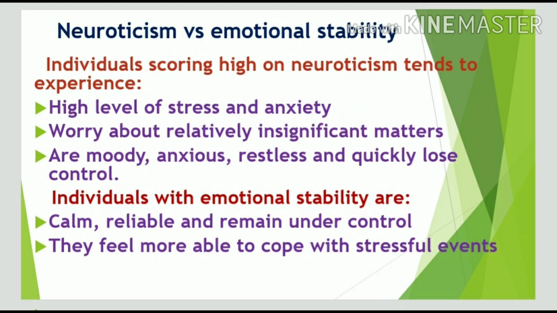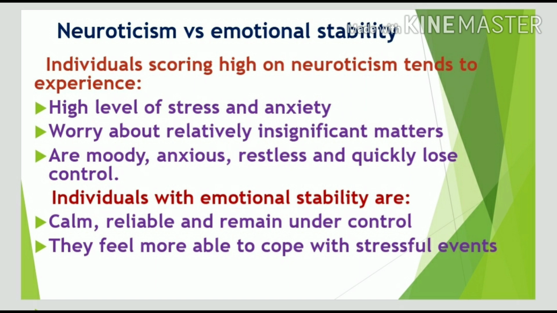Individuals scoring high on neuroticism tend to experience high levels of stress and anxiety. They worry about relatively insignificant matters and they feel that they are unable to cope with life stressors. They are moody, anxious, restless, and quickly lose control. Actually, neurotic people are characterized by perfectionism, and when their perfectionism is not met, when they are unable to be perfect, it leads to dissatisfaction, anxiousness, frustration, and stress.